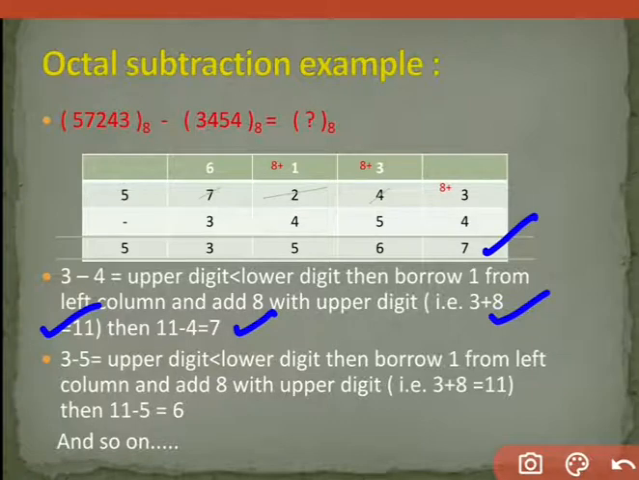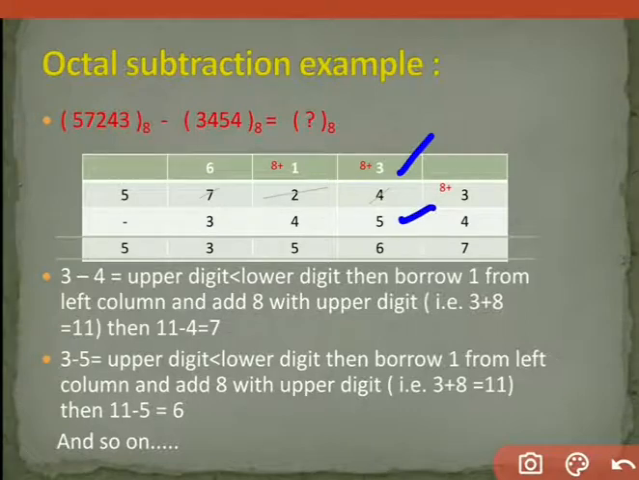11 is capable to subtract 4, and then we get 7 as the answer. Now our leftmost column contains 3 and the lower digit is 5. 3 is not capable to subtract 5. The same procedure we have to repeat again. The upper digit is smaller than the lower, so we borrow 1 from the left column, then add 8 to the upper digit. Same procedure. We borrow 1 from our left column, that is 2. After borrowing, it becomes 1. We add plus 8.